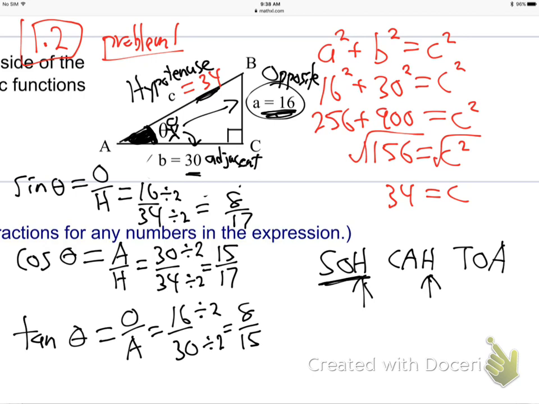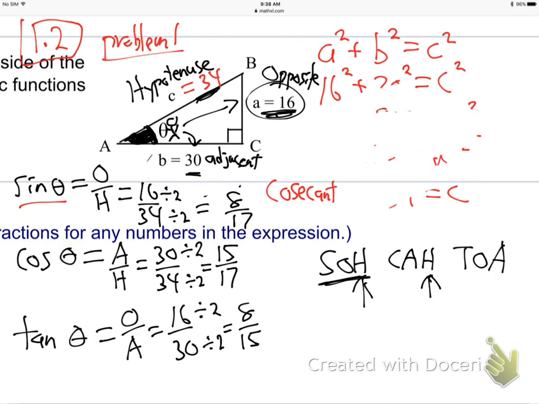Then the other thing they want us to do is find the other 3 trig functions, which are just going to be the upside downs, the reciprocals of these 3. So does anybody already know? What's the upside down of sine called? It's cosecant. Yeah, I can write the whole word out. It's abbreviated CSC, but it's cosecant. And all it means is upside down of sine.